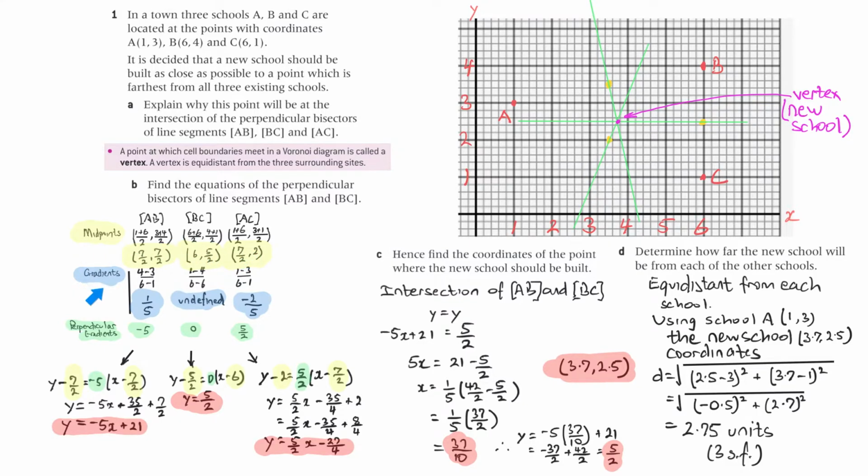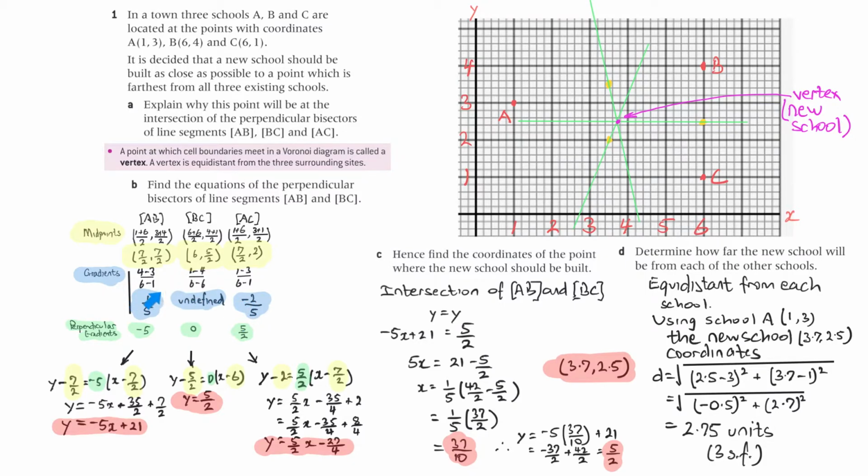Once you get the midpoints, you need to find the gradients, and for the gradients we just use y2 minus y1 over x2 minus x1. It doesn't matter which one you start with, but for example, AB here, we're going to do y2 minus y1, 4 minus 3, and x2 minus x1 would be 6 minus 1, and that's 1 on 5. We've got one which is undefined here because it's 6 minus 6 with 0 on the bottom, undefined, so that's a vertical line. And then we did the same for AC using the points A and C, and we found it was minus 2 on 5.